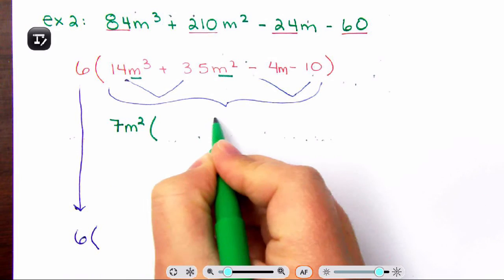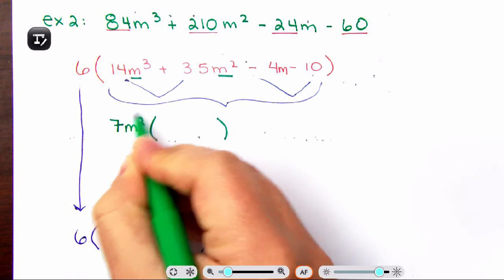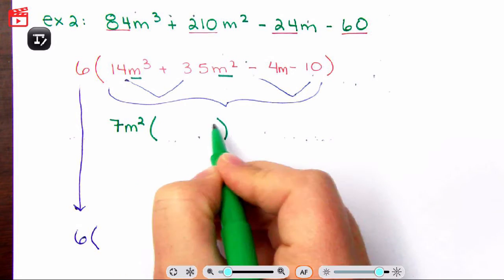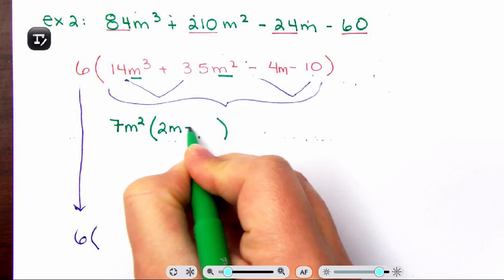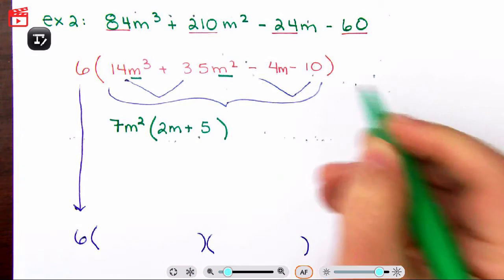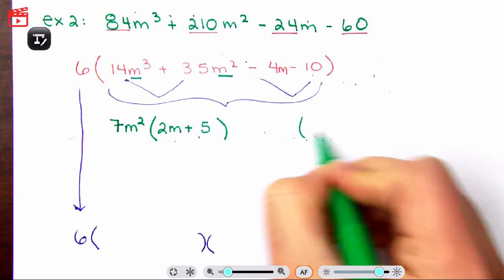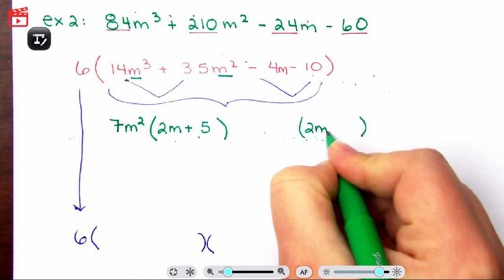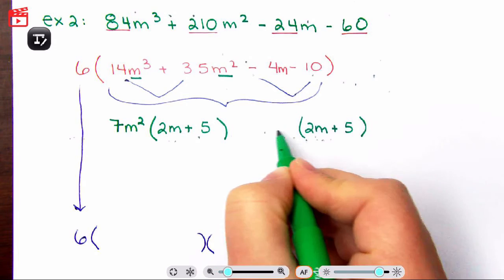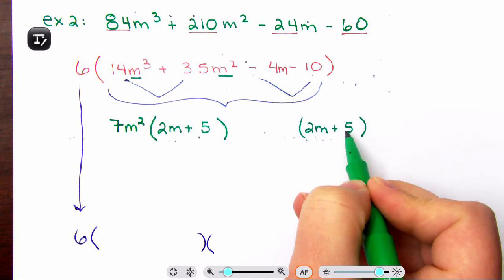Remember, inside the bubble goes whatever. If we were to multiply the 7m squared in, we'd need 14m cubed. So I would have 2m plus 5. Now again, let's group these two and pull something out. Again, I want the 2m plus 5 in here. That's my goal. So what do I need to pull out in order to get 2m plus 5?